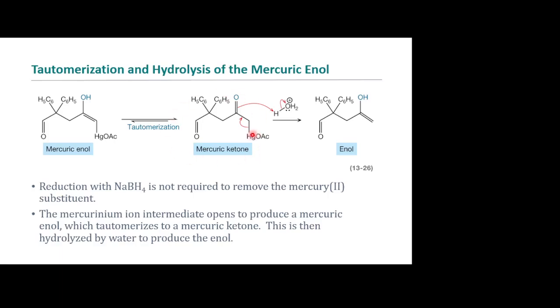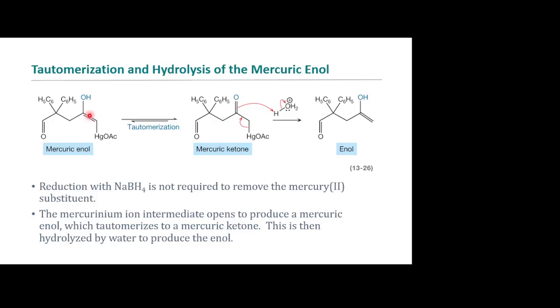Now, this is the mercurinium ion again. It's going to open up. And what's going to happen is it's going to produce the mercuric enol right here. This is going to then tautomerize. That's the tautomerization. Remember, those can go back and forth, but it favors this side. And this is then going to be hydrolyzed by the water. And so what we're going to get here is the keto form.